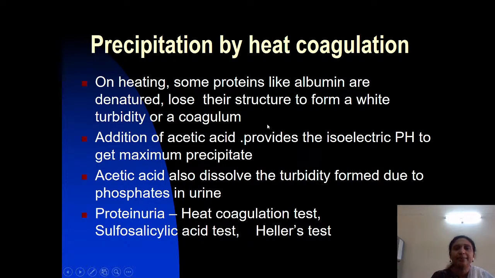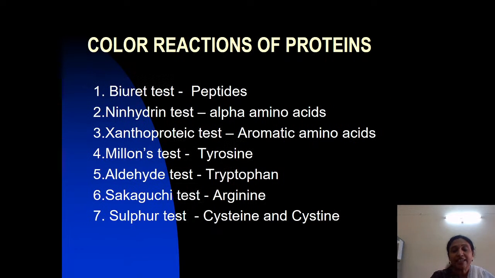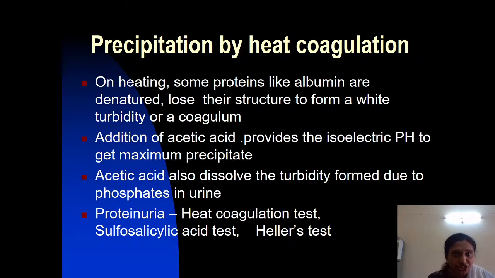So on heating, some proteins like albumin are denatured. Denatured proteins lose their structure to form a white turbidity or white precipitate. When you apply heat to the turbidity, it forms a coagulum. Now, this property, precipitation by heat coagulation, is mainly used in the heat coagulation test.